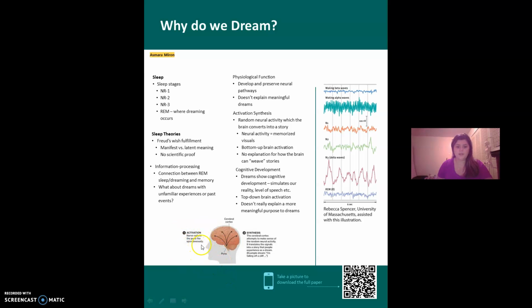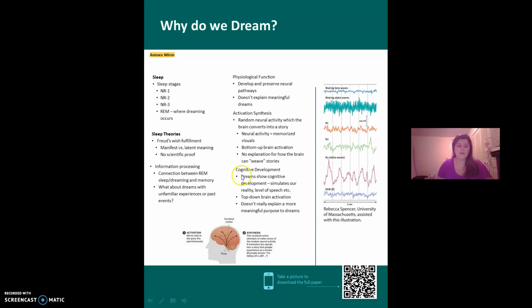the activation part is the pons firing off this neural activity, which travels up to the cerebral cortex. And then the cerebral cortex will take that random neural activity and make it into a dream. That's why they call it bottom up, because you're starting from the pons and going up. However, this theory doesn't really explain how the brain can weave just random information into a story.